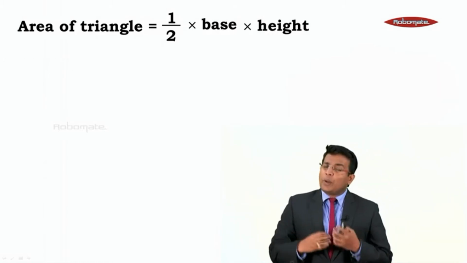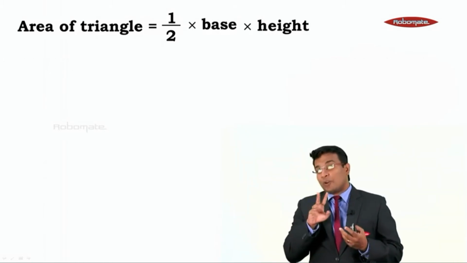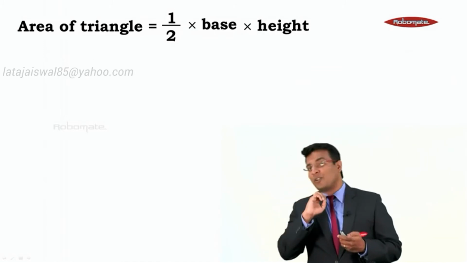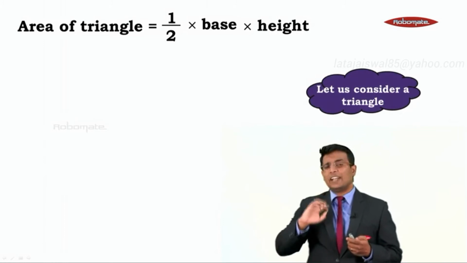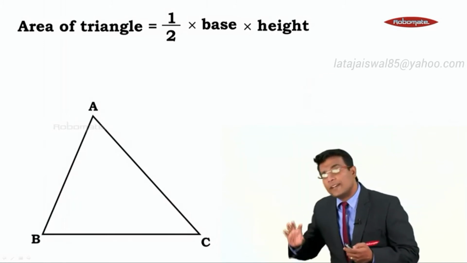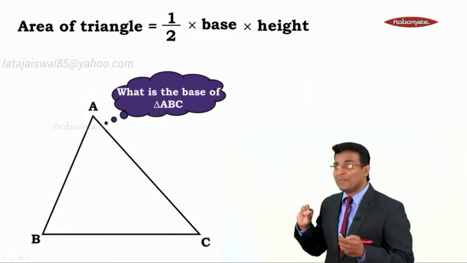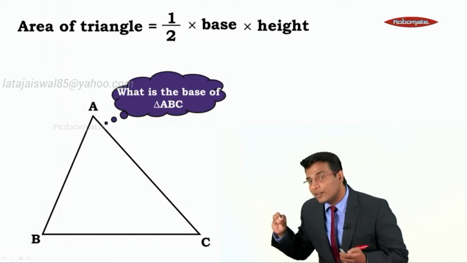So that means when we talk about area of a triangle, there are two things very important, base and height. So let's understand the base and the height concept in a triangle. It's very easy. Let us consider a triangle for that. So we consider a triangle ABC. My first question is, what is the base of triangle ABC? Think, what's the base?